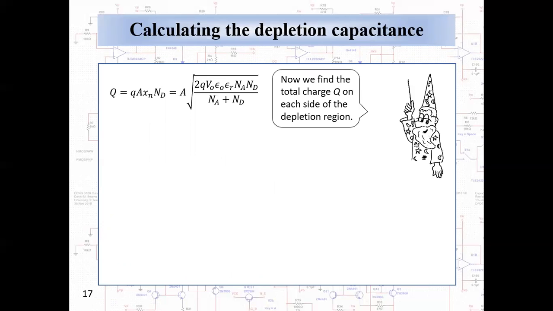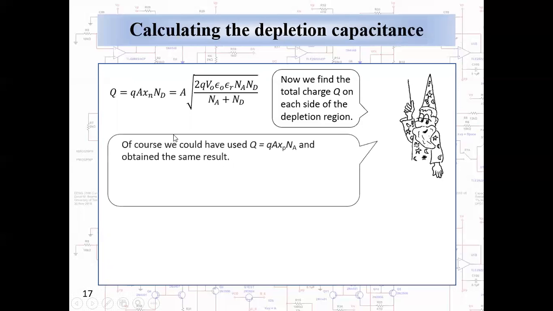Now, let's find the total charge Q stored on each side of the depletion region. So Q, capital Q, uppercase Q, is lowercase q, the unit electronic charge, times the area of the junction times x sub n times N_D. And we can derive this expression for the total charge stored on one side of the junction. Of course, we could have started with uppercase Q, the total charge. Uppercase Q is equal to the unit electronic charge times area times the penetration into the P region times N_A, and we'd have gotten the same result.